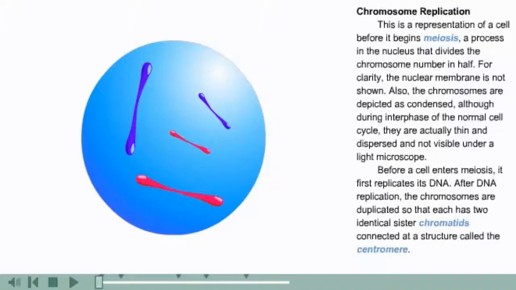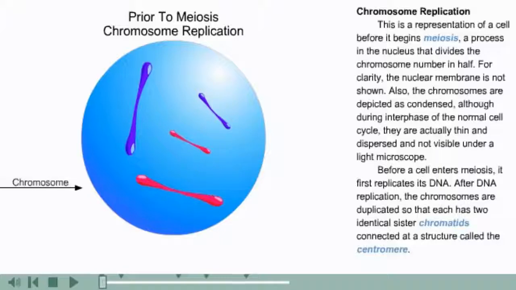This is a representation of a cell before it begins meiosis, a process in the nucleus that divides the chromosome number in half. For clarity, the nuclear membrane is not shown. Also, the chromosomes are depicted as condensed, although during interphase of the normal cell cycle, they are actually thin and dispersed and not visible under a light microscope.